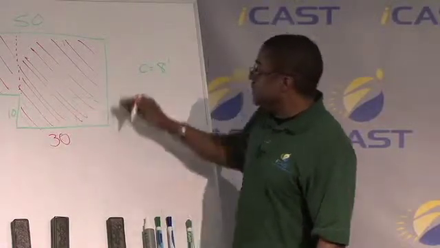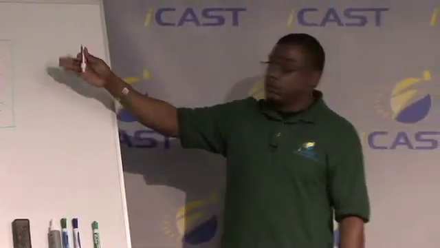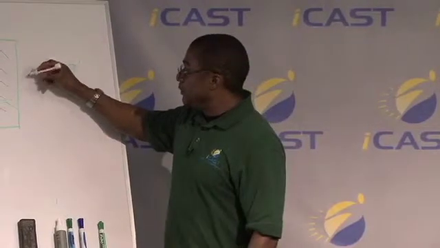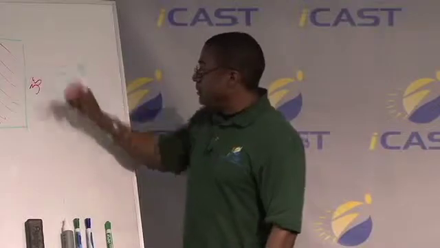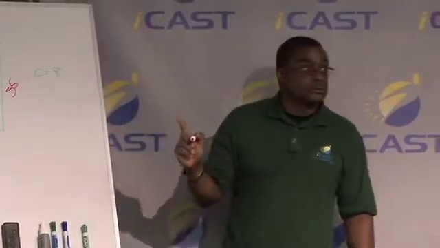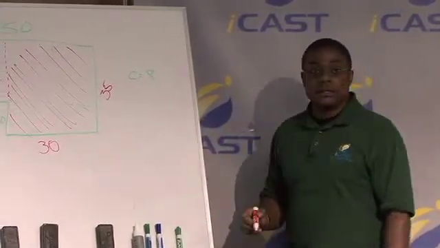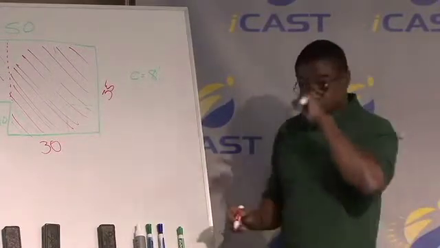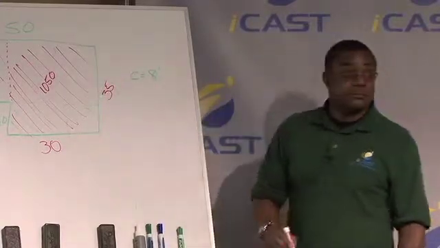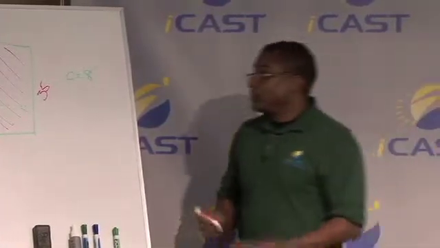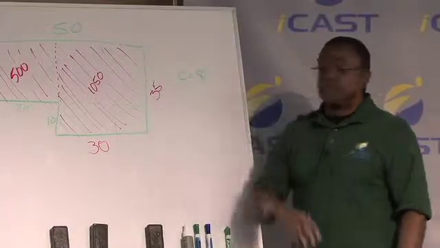So this side is, oh, wait a minute, we don't have the length of this side. How do we get the length of this side? 25 plus 10. It's 35. So 35 times 30 is how much? 1,050? Do we concur? Does everybody concur? Okay, so we have 500 square feet and 1,050 square feet.